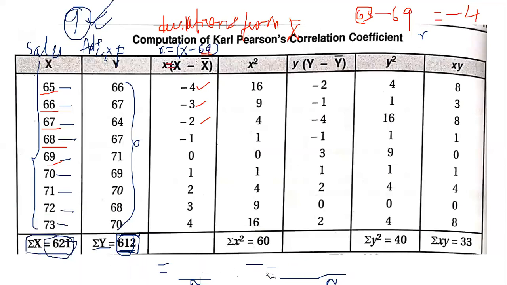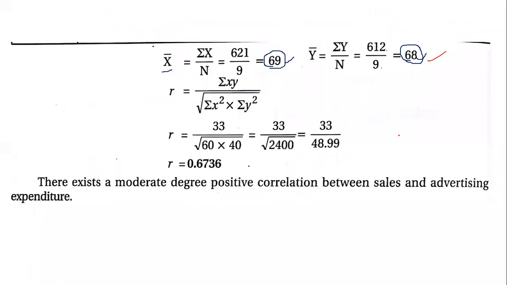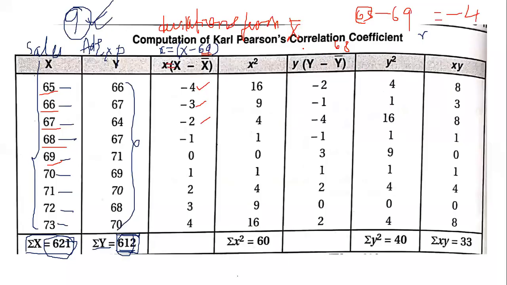Okay. Now, similarly, we also have to find the deviations for y bar. Now, y bar, what was the mean? 68. Correct? 68 was the mean. So, small y is equal to capital Y minus 68. That is y bar. So, small y is equal to capital Y minus Y bar.